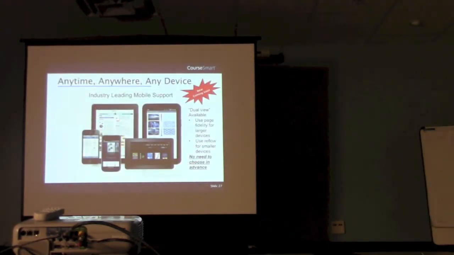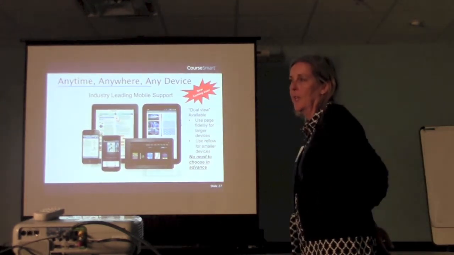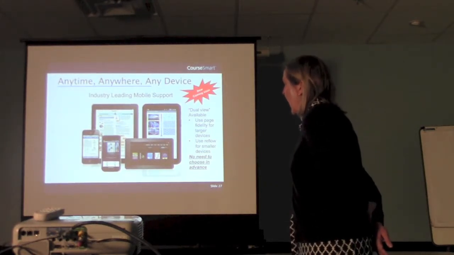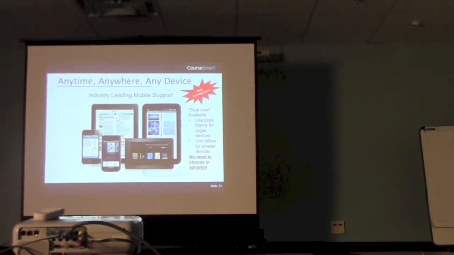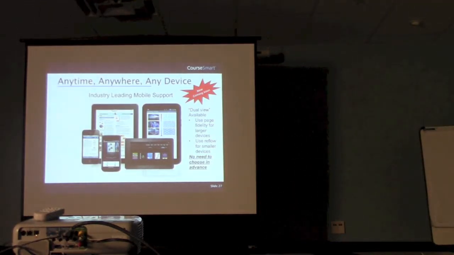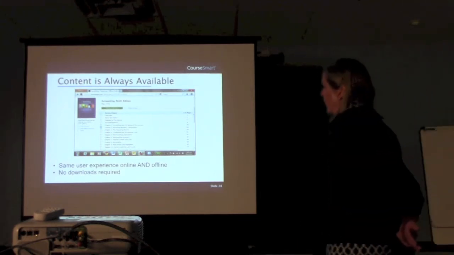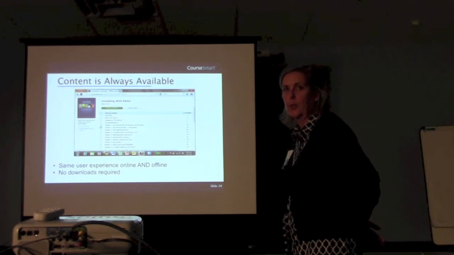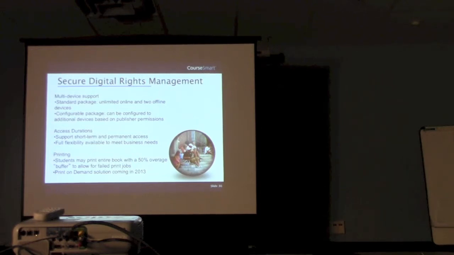Mobile devices, we work with all of the mobile devices that are available, so iPhone, iPad, Android. We have something called reflowable text that just came out, and that will optimize your reading experience depending on the device that you're using. If you don't have access to the internet, you can download a version or sections from the book or the entire book. And we work with the publishers on all of the digital rights management.